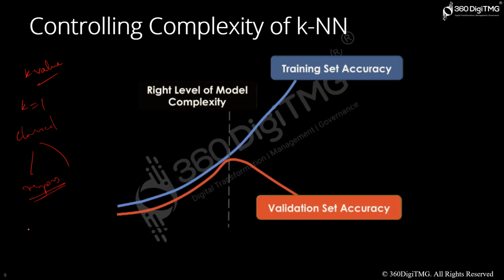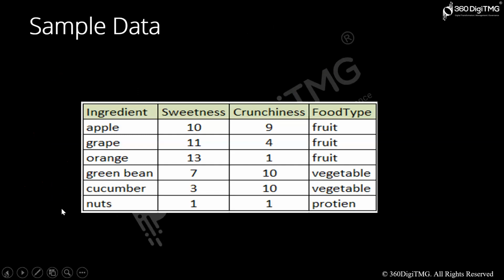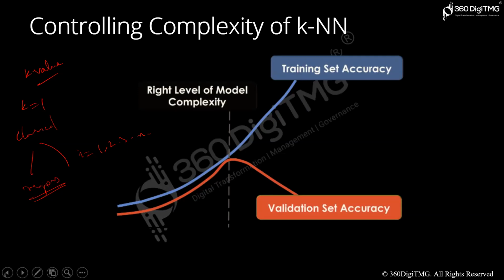So choose odd values of k for a two class problem, and k must not be a multiple of the number of classes. So k is not equal to n times i, where n is the number of classes, that is i is equal to 1, 2, 3, and so on up to n. These are the points to remember when you are choosing the k value.